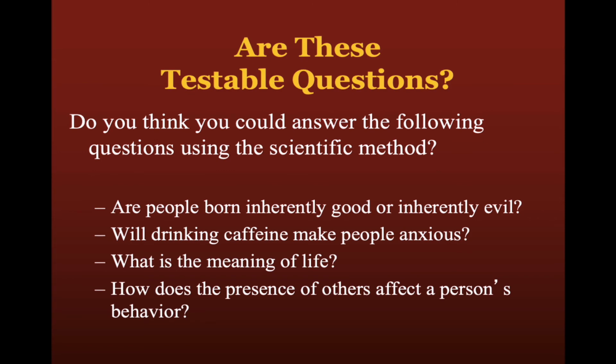So let's do a quick test to see if you can identify questions that are testable versus questions that are not, right? The first one: are people born inherently good or inherently evil? If you think about it, this is probably a question that would be difficult to observe, because how do you know if someone's inherently good or not? That means that they were born that way. And how do you observe something that happens before birth? And how do you observe if they're evil or good? So that would not be a question that people could test empirically with the scientific method. That would definitely be a no.